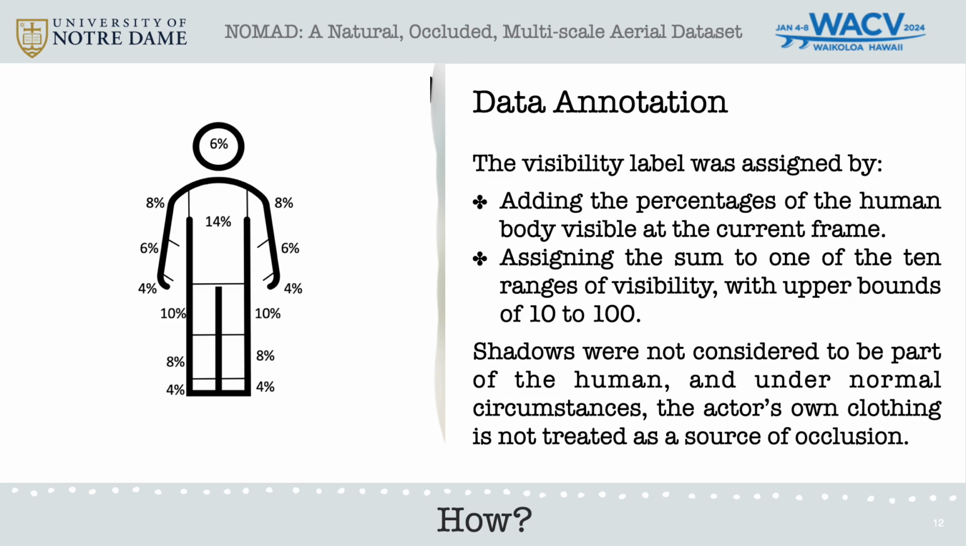our metric for occlusion. First, percentages were assigned to parts of the human body. Then, for each bounding box, we added the percentages of the human body visible at the current frame. And then we assigned the sum to one of the 10 predefined ranges of visibility with upper bounds of 10 to 100. That is, for example, if the addition was 15, this was set to the range of 11 to 20, named as 20. During this calculation, shadows were not considered to be part of the human body, and under normal circumstances, the actor's own clothing is not treated as a source of occlusion.